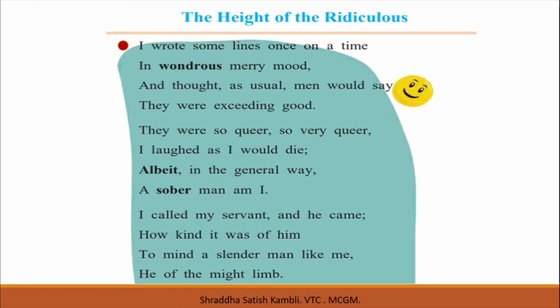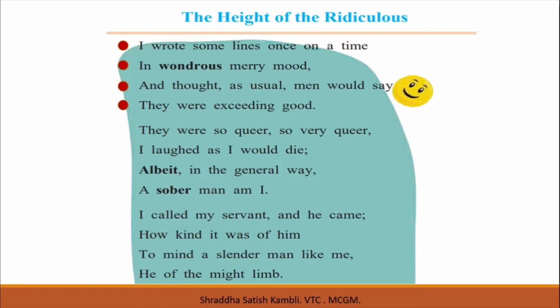Usually we say once upon a time, but here the poet has said once on a time, meaning is the same. In wondrous merry mood, and thought, as usual, men would say, they were exceeding good. Now here also, instead of exceeding, we usually write exceedingly good. But see, there are certain liberties, or freedom, that poets can take. It doesn't matter if the word is a little bit grammatically wrong here and there, poets can use this kind of language. That is called poetic liberty.